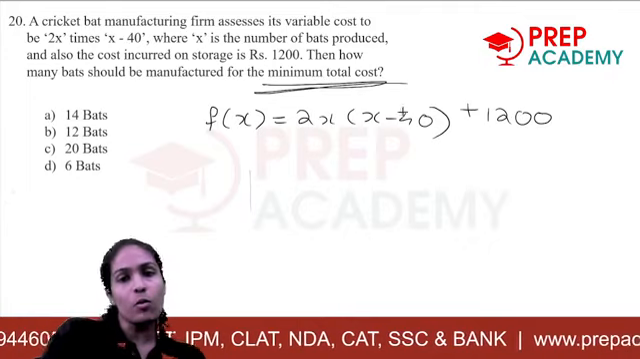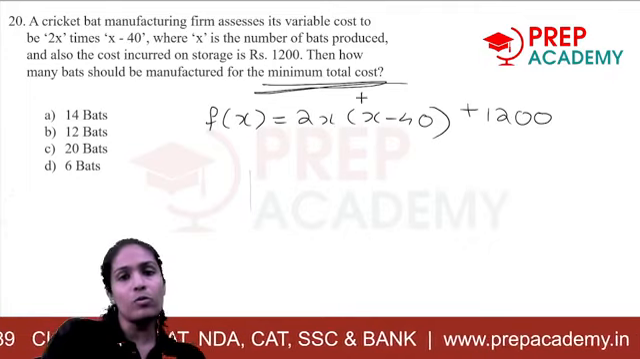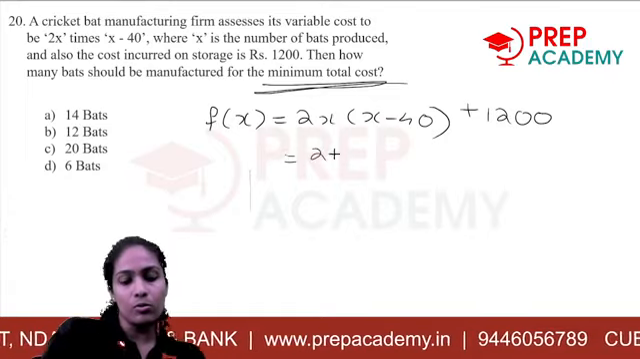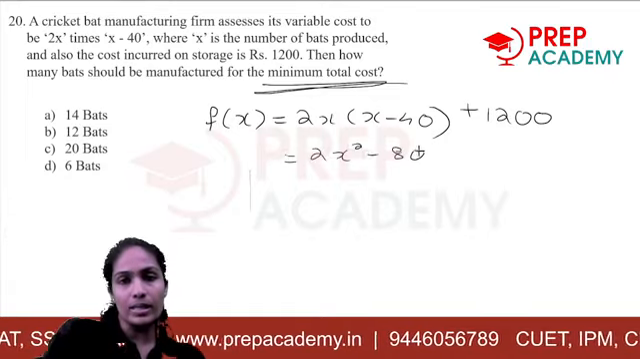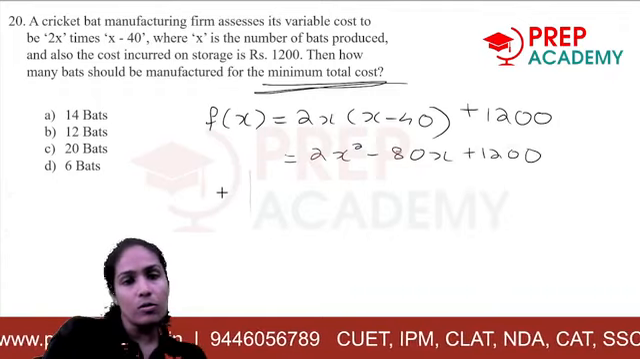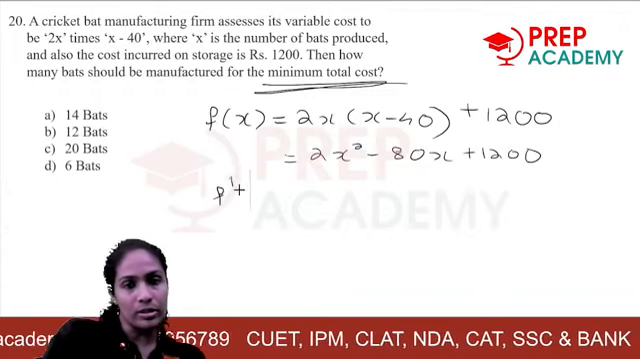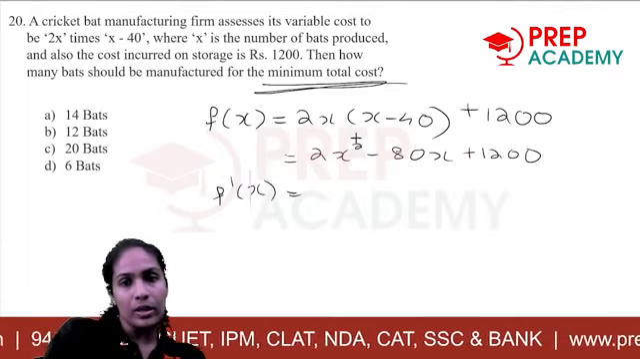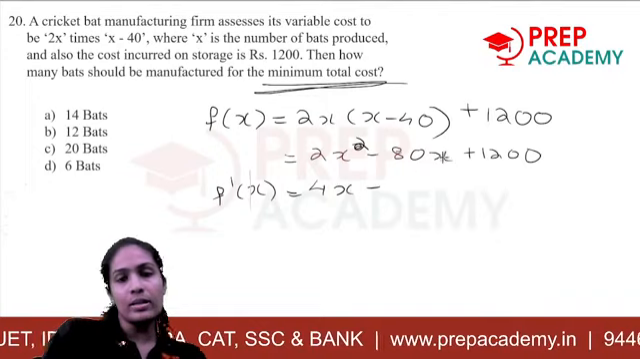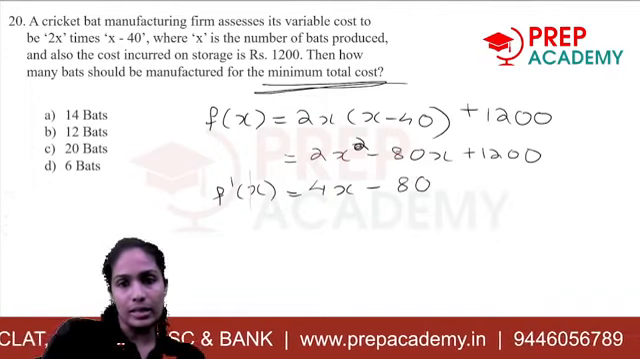So the total cost function is f of x equal to 2x into x minus 40 plus 1200, which is equal to 2x square minus 80x plus 1200. You have to minimize this. So to find minimum and maximum, you have to find the first derivative. The first derivative is: derivative of 2x square is 4x, minus derivative of 80x is 80.